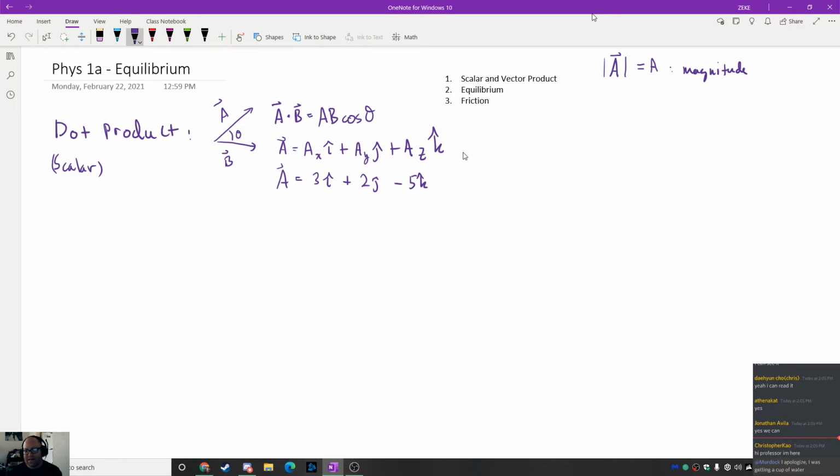So if we write it like that, it turns out that the dot product can be written like this. If you just multiply the x component of one times the x component of the other, and then go through and do the same thing for each of the other components, this is your other definition of what the dot product is.